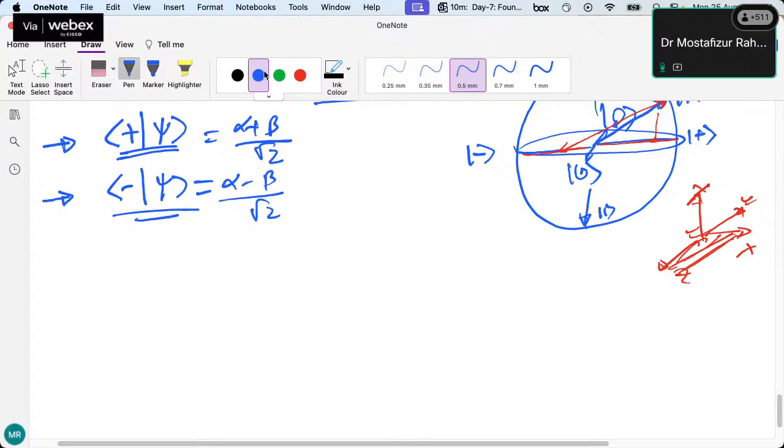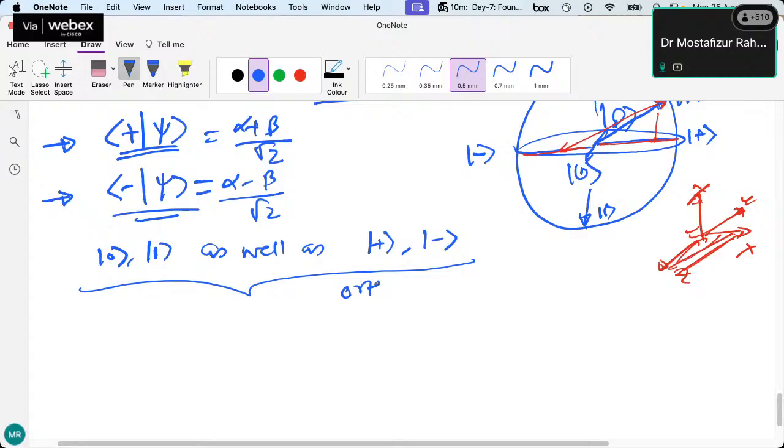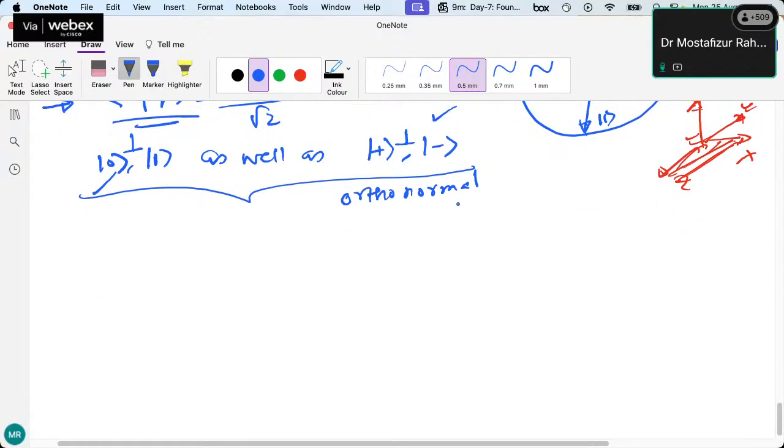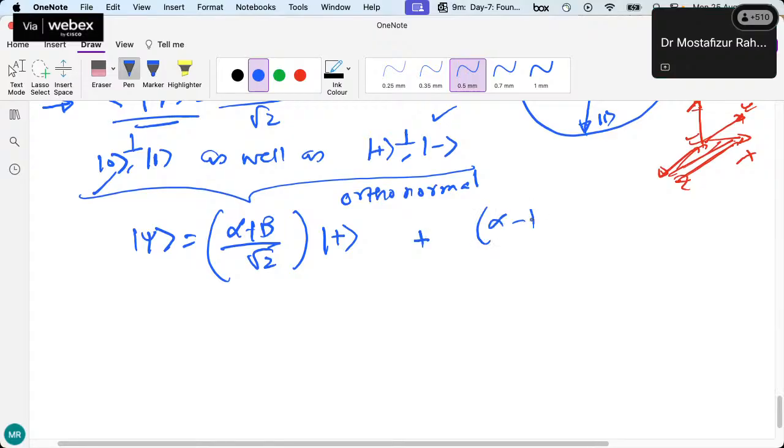So now let's see what are the things. From here we know that both these 0, 1 as well as plus state and minus state are all basically orthonormal basis states. So this is orthonormal to this one, and this is orthonormal to this one. So you can represent quantum information either via this or via this. And our quantum state can be written as alpha plus beta by square root 2 plus state plus alpha minus beta by square root 2 minus state, right? So this is your gamma and this is your delta.